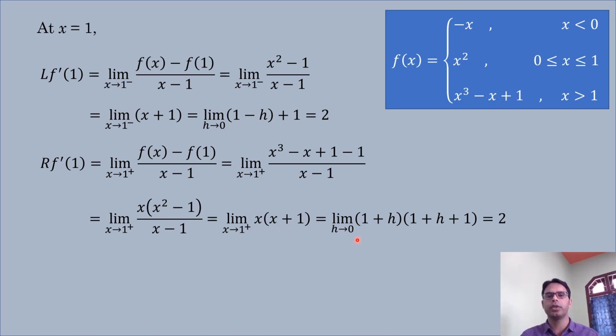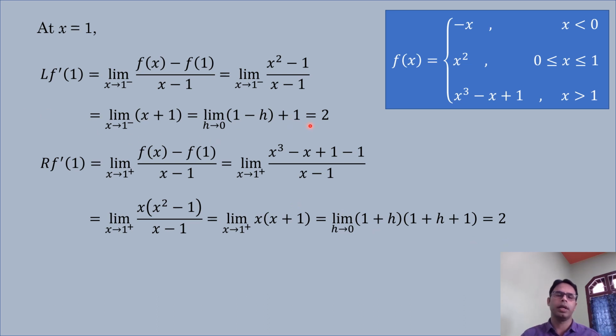Now make it h. So h tends to 0. x will be equal to 1 plus h. This x is equal to 1 plus h. This plus 1 is already there. Then replace h by 0, here 0, here 0. So it is 1 into 1 plus 1, 2. So right hand limit is also equal to 2.